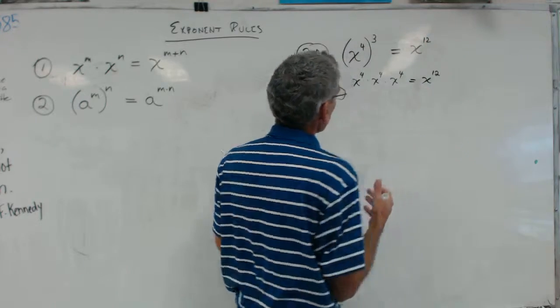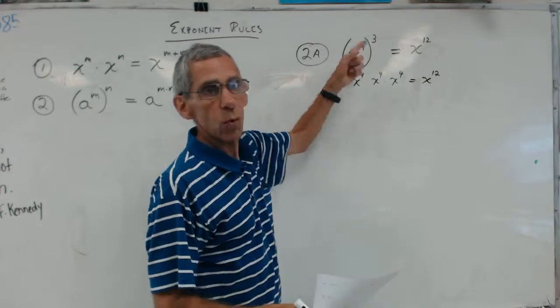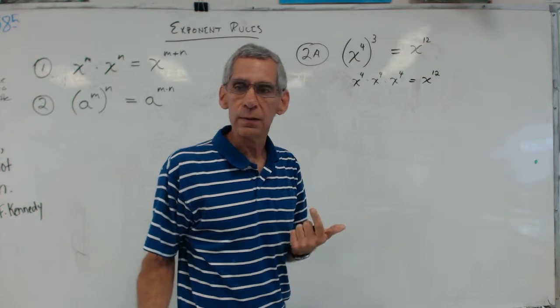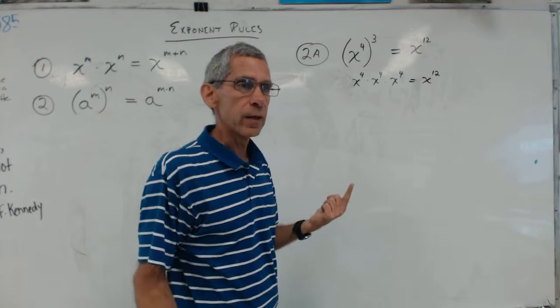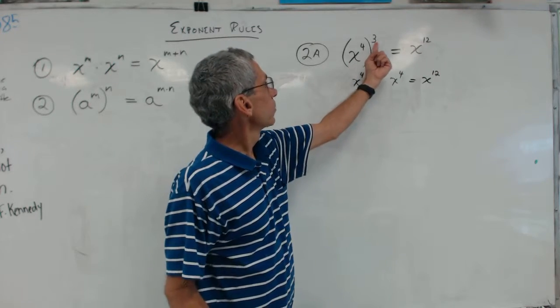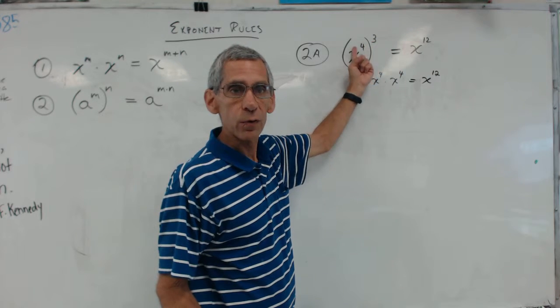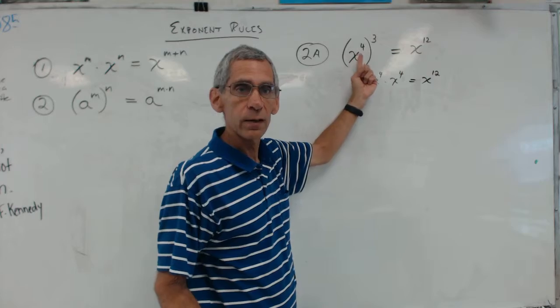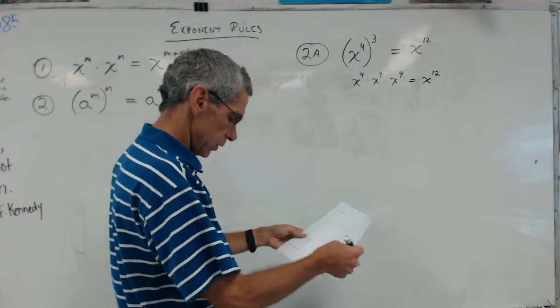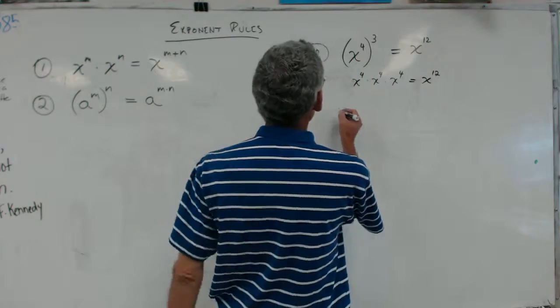The way I remember this, personally, is what does parentheses always mean? Times, right? Parentheses means multiply. So 3 times 4, 3 times 4, right? So, okay. So examples of this. Let's just do a few. So 2b.